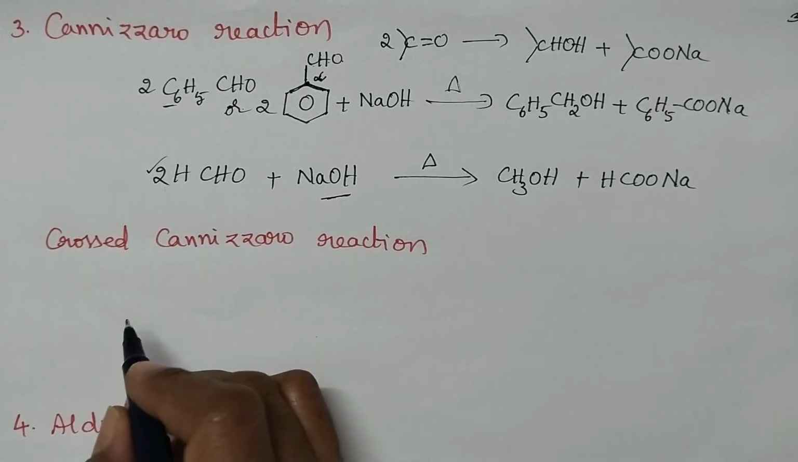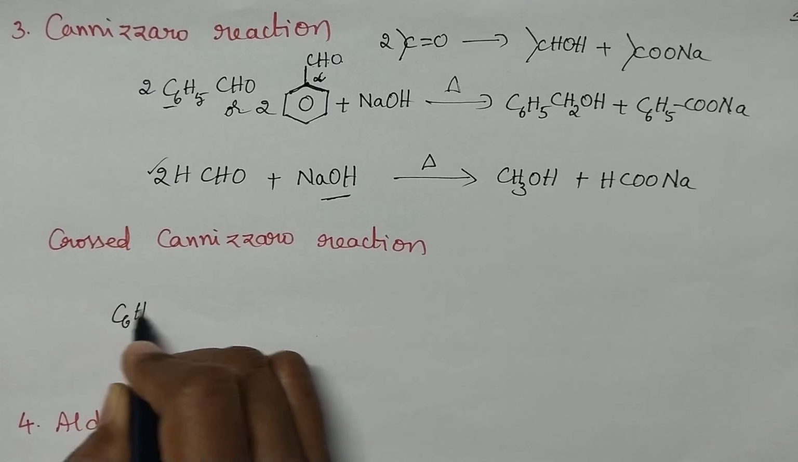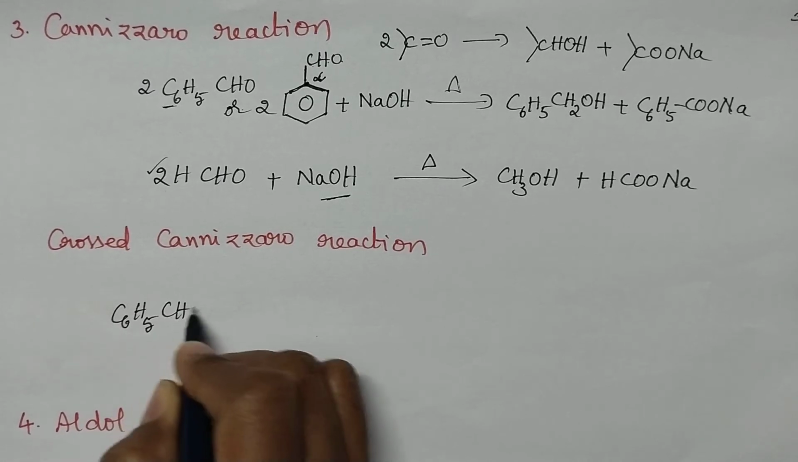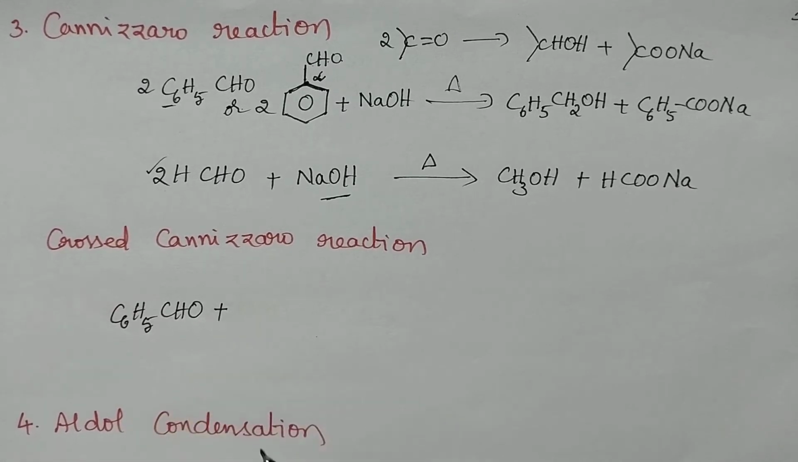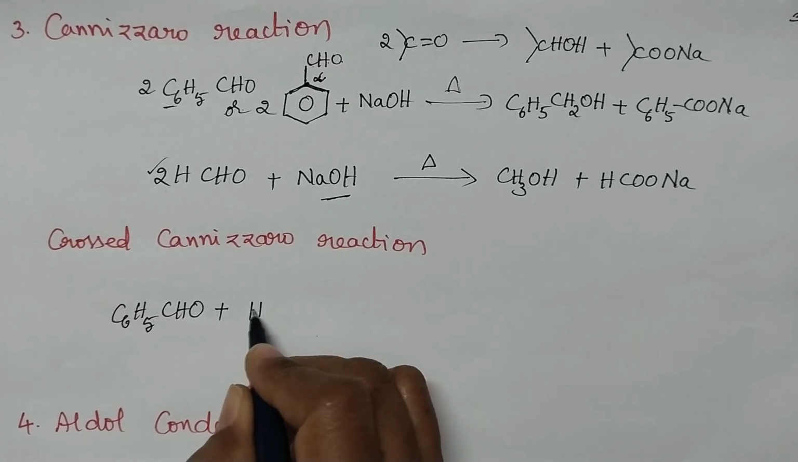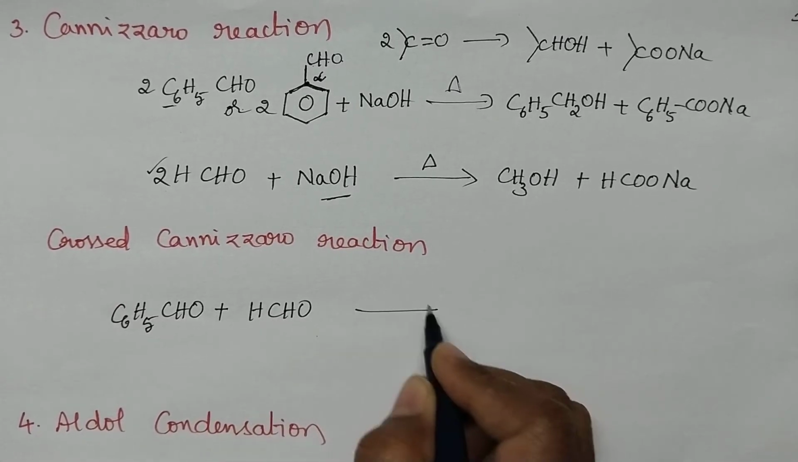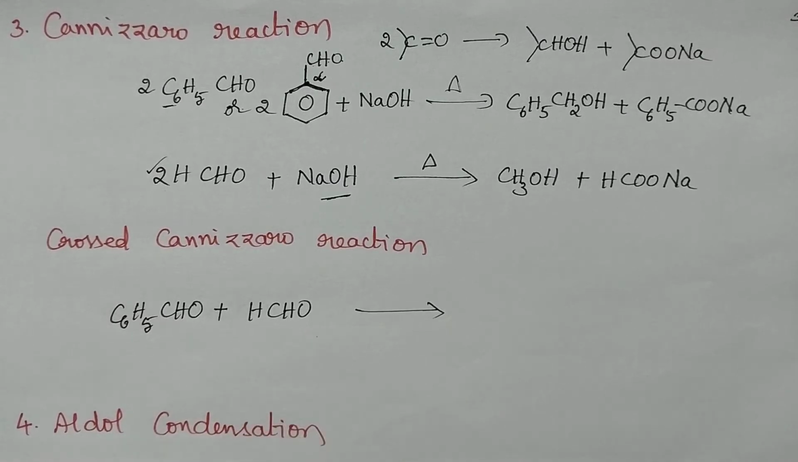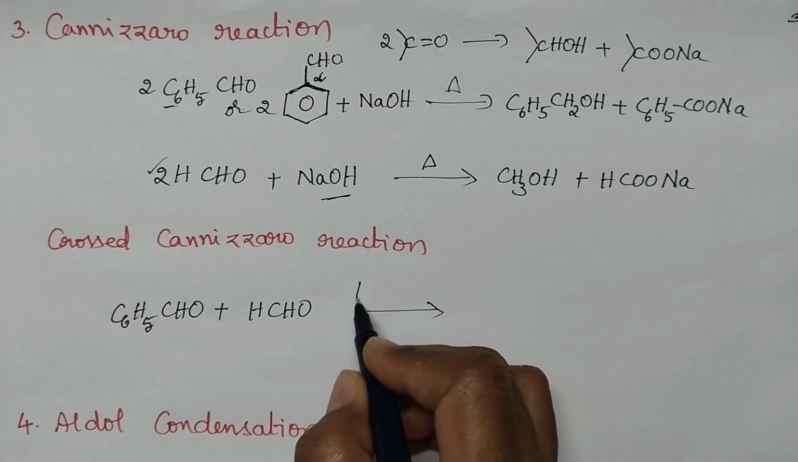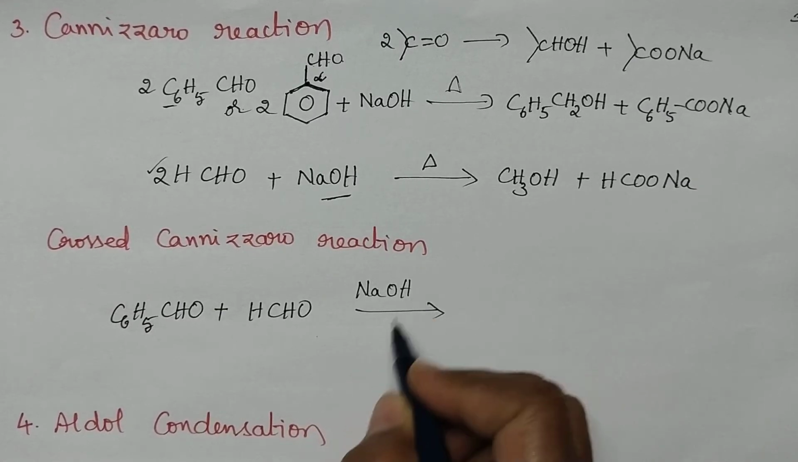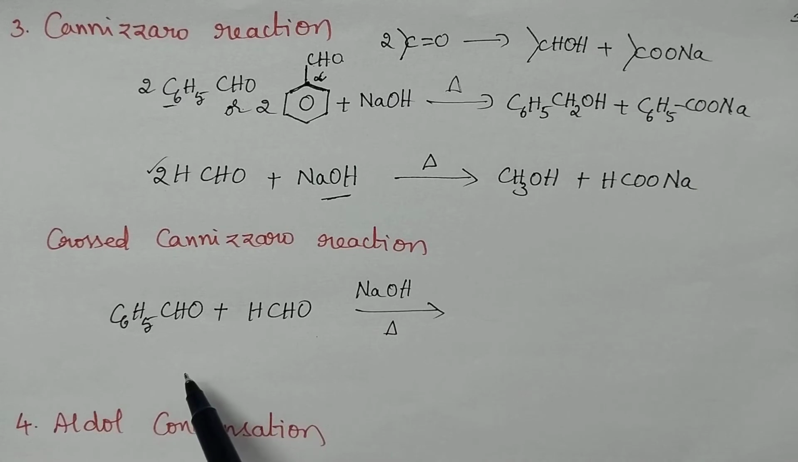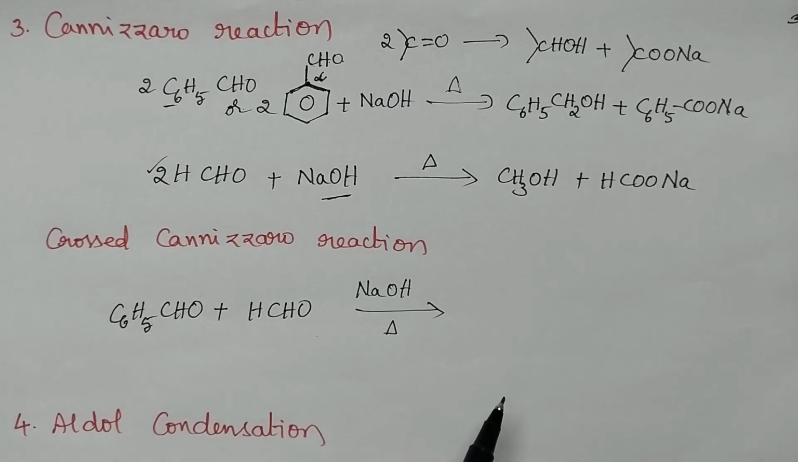That means here the reduction will be done with aryl aldehyde. So crossed Cannizzaro reaction means here we are going to consider aryl aldehyde and also formaldehyde. So we are taking two different aldehydes and we are treating with sodium hydroxide. Then what happens? One molecule undergoes oxidation whereas the other molecule undergoes reduction.